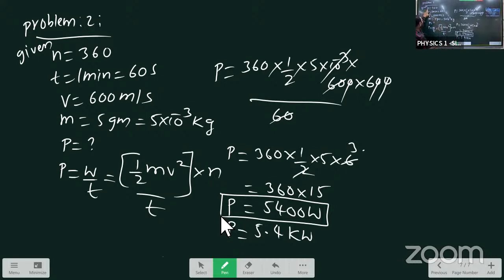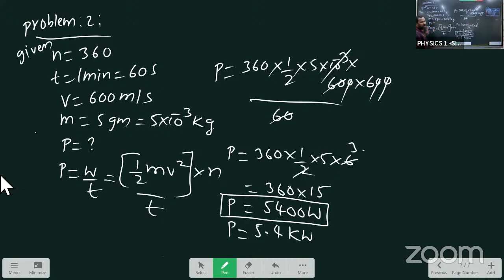Given data, number of bullets 360. One machine gun firing 360 bullets in how many? Per minute. 1 minute equals 60 seconds. Each and every bullet moving with 600 meters per second. Mass of bullet 5 gram. We are converting towards SI unit.